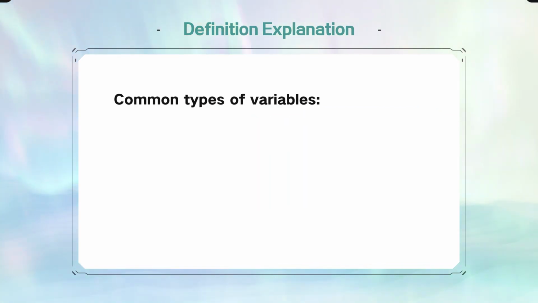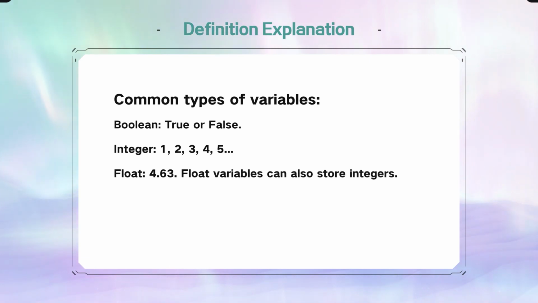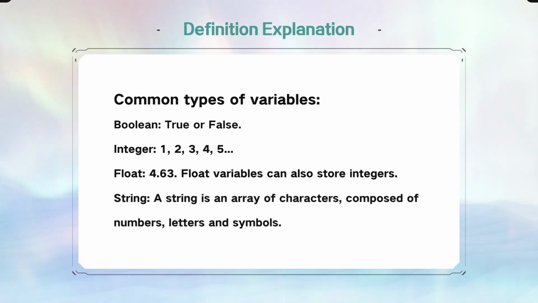Common types of variables include Boolean, true or false; integer, 1, 2, 3, 4, 5, and other integer numbers; Float, such as 4.63. Float variables can also store integers. String. A string is an array of characters composed of numbers, letters, and symbols. Tags that we see in the games are the type of string.